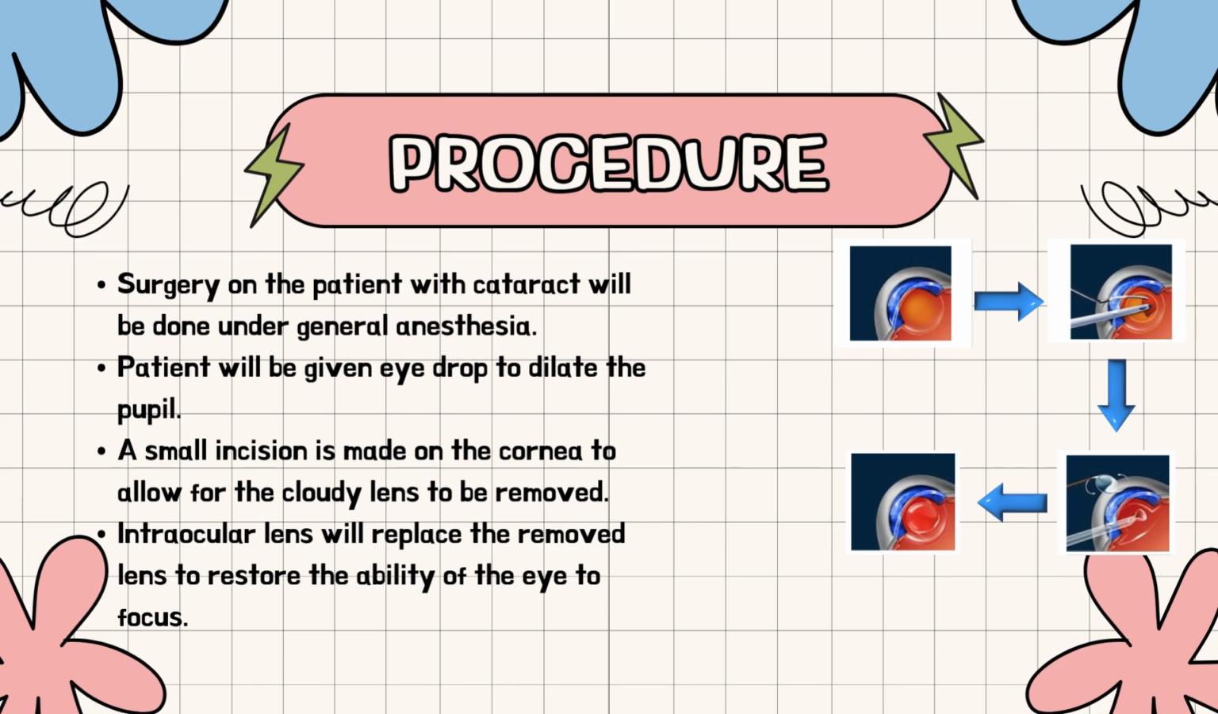So the procedure for the surgical treatment is as follows. First, the surgery on the patient with cataract will be done under general anesthesia. Patient will be given eye drop to dilate the pupil. A small incision is made using the scissor on the cornea to allow for the cloudy lens to be removed using the forceps. Intraocular lens will replace the removed lens to restore the ability of the eye to focus. The eye cannot focus if there is no lens.